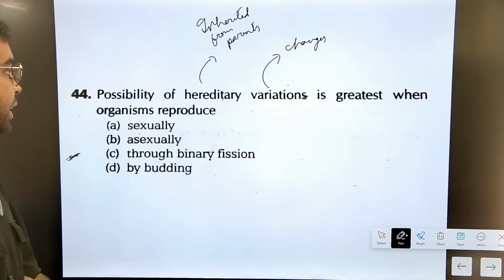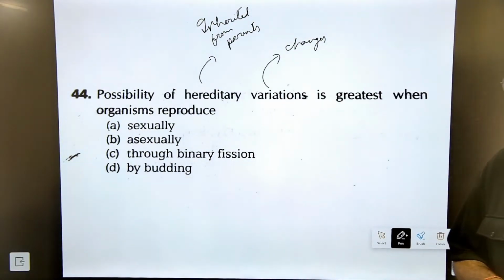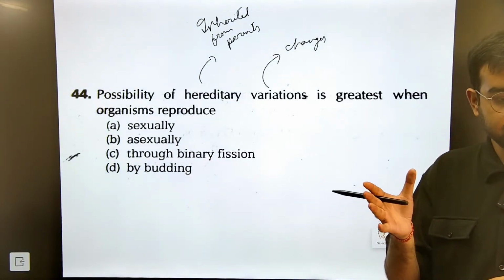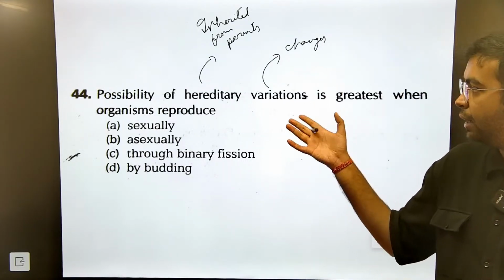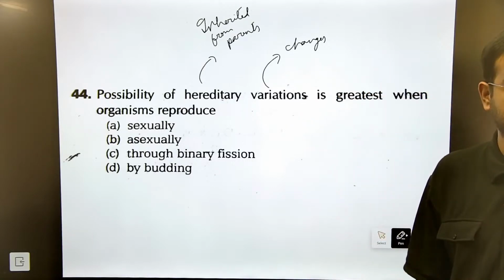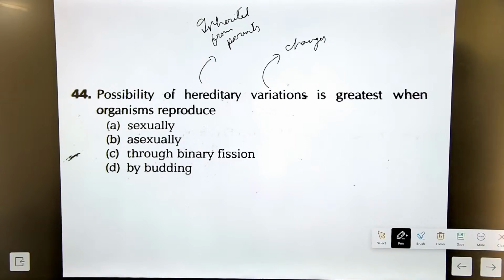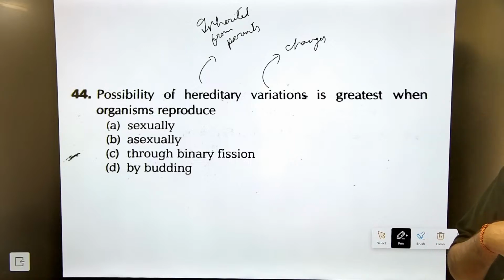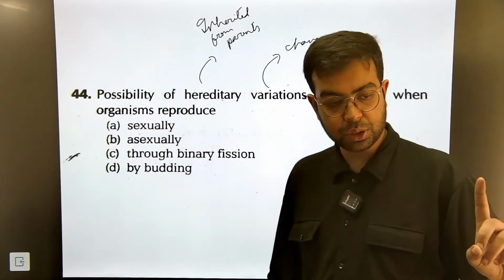Now hereditary variations combined, what does it mean? It means that the offspring of the parent will have some changes in comparison to the parent, and it will inherit the changes from the parent only. ये कैसे पॉसिबल हो सकता है? Hereditary variation means that the offspring inherits some kind of changes in its body from its parent. Now when is it possible? In case of asexual reproduction there is only one parent. Asexual reproduction में there is only one parent.